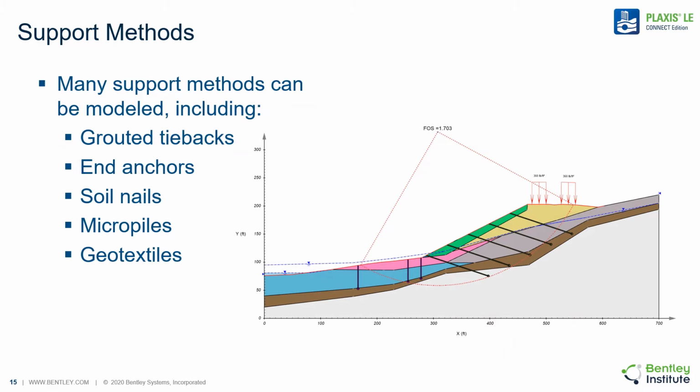The software also offers detailed support analysis, and such elements as anchors, grouted tiebacks, end anchors, soil nails, micropiles, and geotextiles can be included in the analysis quite easily. All these elements can be graphically drawn on the screen, and the properties of the members can be entered into the software.